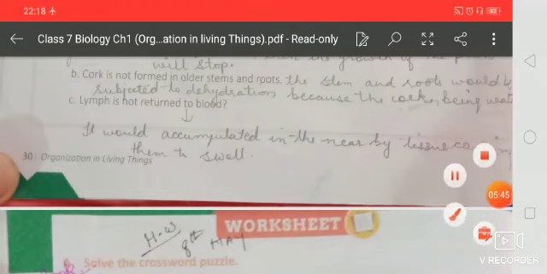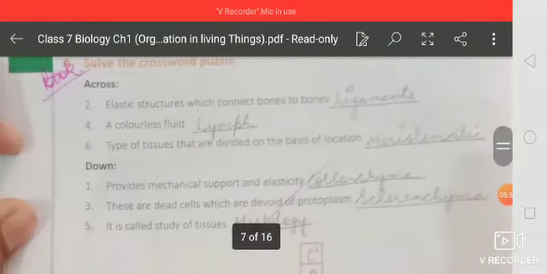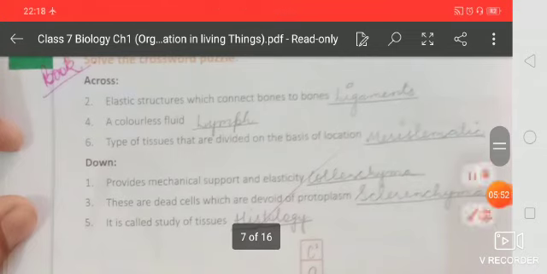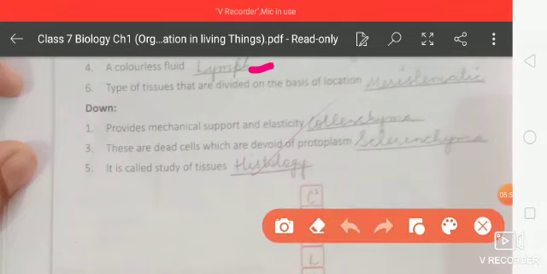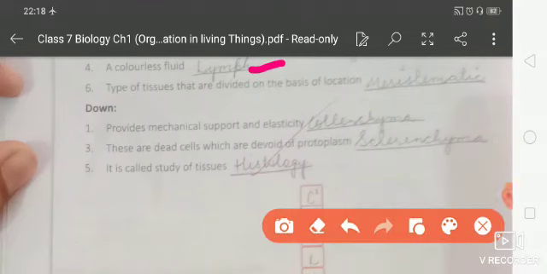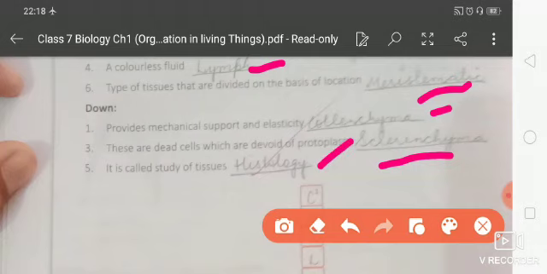Students, next thing is a puzzle. The elastic structure which connects bone to bone is called the ligament, and the colorless fluid, that is called lymph, which is present like blood. The type of tissue divided on the basis of location is meristematic tissue, and the one that provides mechanical support is collenchyma, and the dead cells are called sclerenchyma. The study of tissue is called histology.